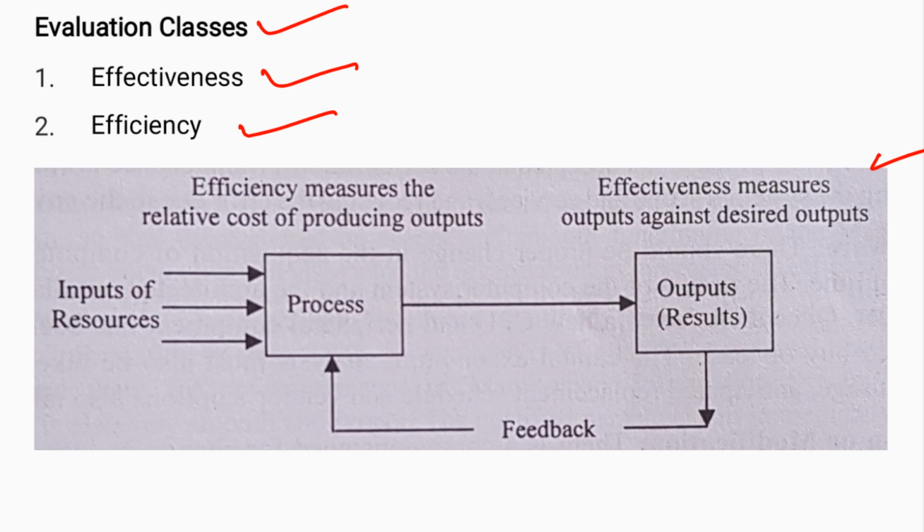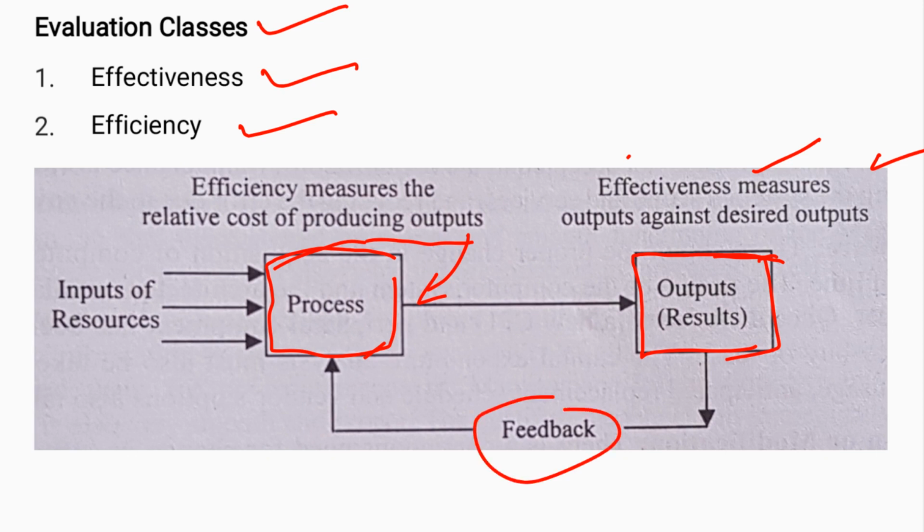Efficiency is measuring the relative cost of producing outputs. The inputs you use will be processed and converted into outputs. Effectiveness measures the output against the desired outputs, the results. To achieve that, whatever process you carry out is efficiency, and that can be achieved by proper feedback. So this is regarding the relationship of efficiency and effectiveness.